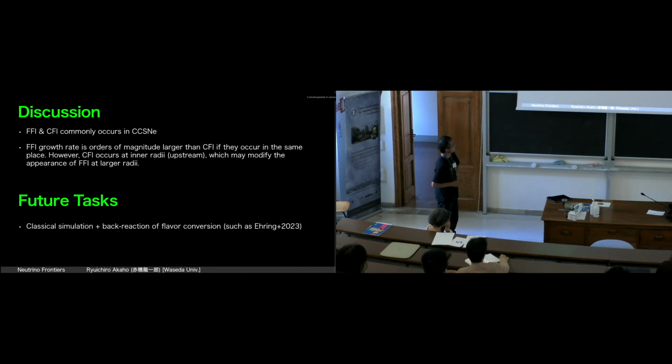And as a future task, we are going to do classical simulation plus back reaction of flavor conversion, such as in this paper. Since we have the full momentum space information, we can self-consistently detect the existence of flavor instability and impose the asymptotic state as we want, and that's our plan for now. So, thank you for your attention.